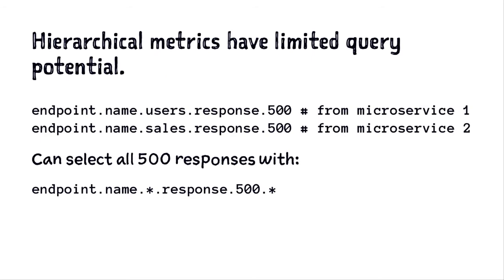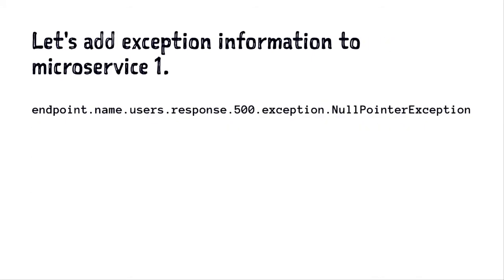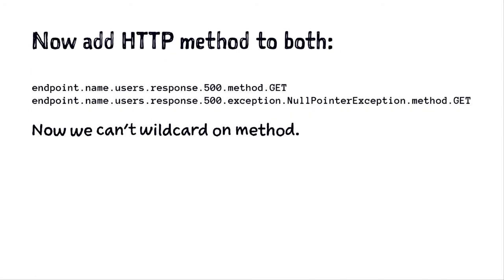Let's go back though and add another dimension to one of these. Let's say we add exception as another piece to microservice 1, so that you have a new name. And now let's add HTTP method to both of them. And this is what happens. You wind up with these two metrics, where you've got the original, response.500, with method.get appended to the first one. But down below, you've got that exception thing that we added to one and not the other. And now method is later on in the name.